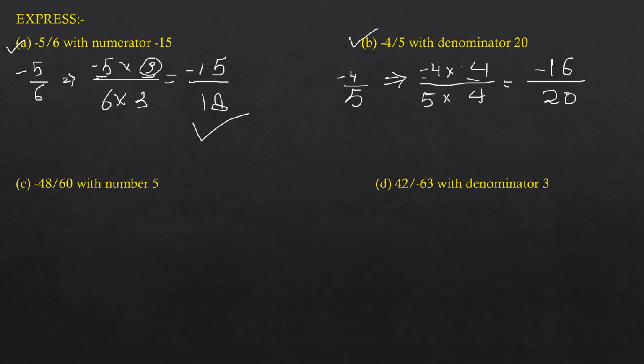Now the next part is -48 by 60. We are given -48 by 60 with denominator. This is not the numerator, this is the denominator.